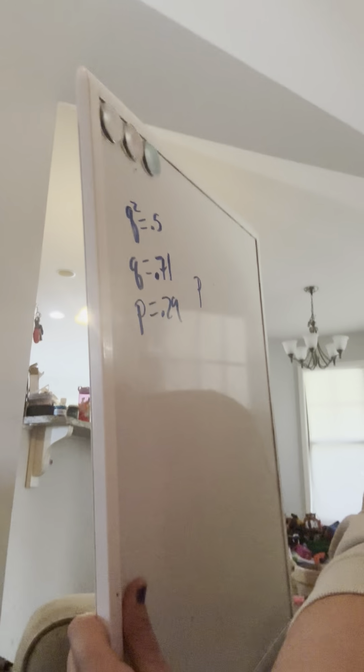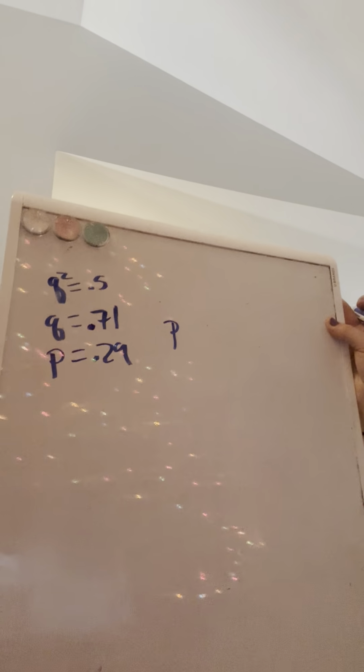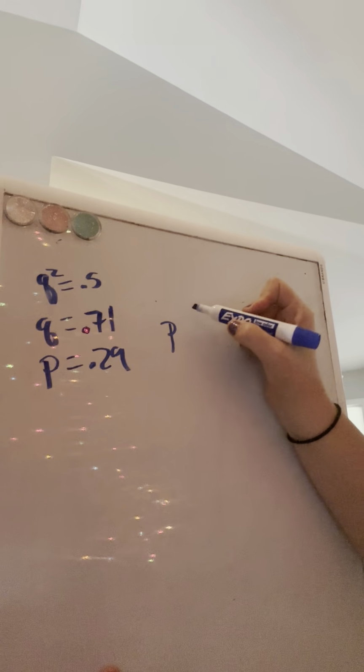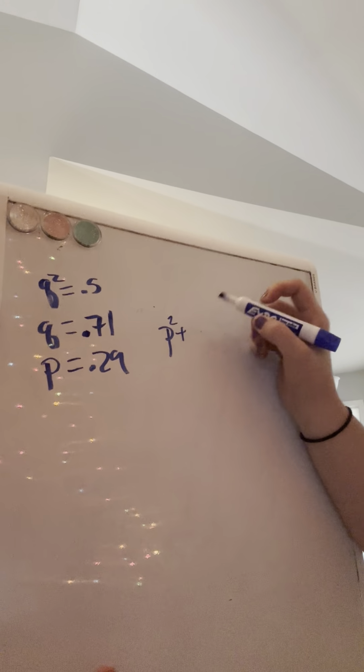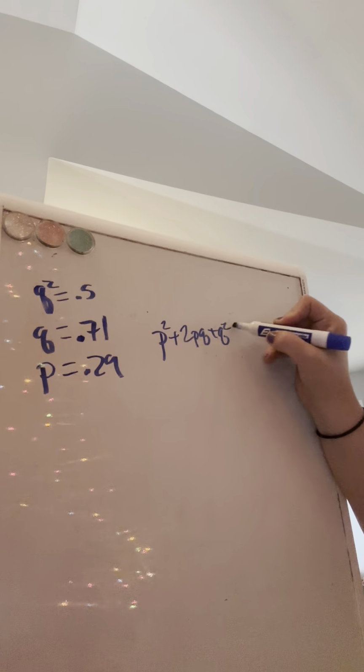All right. So, P squared, sorry, my Christmas tree's reflecting. Plus 2pq plus q squared equals 1.